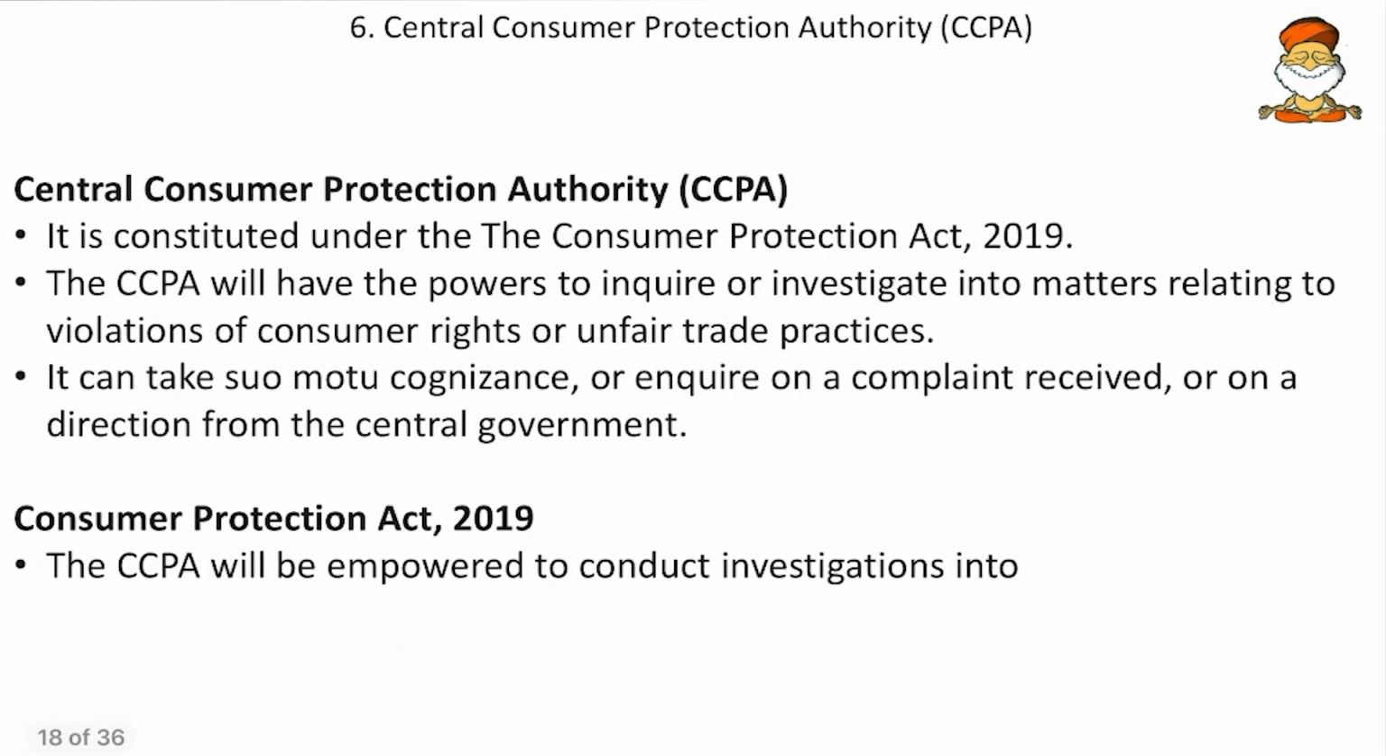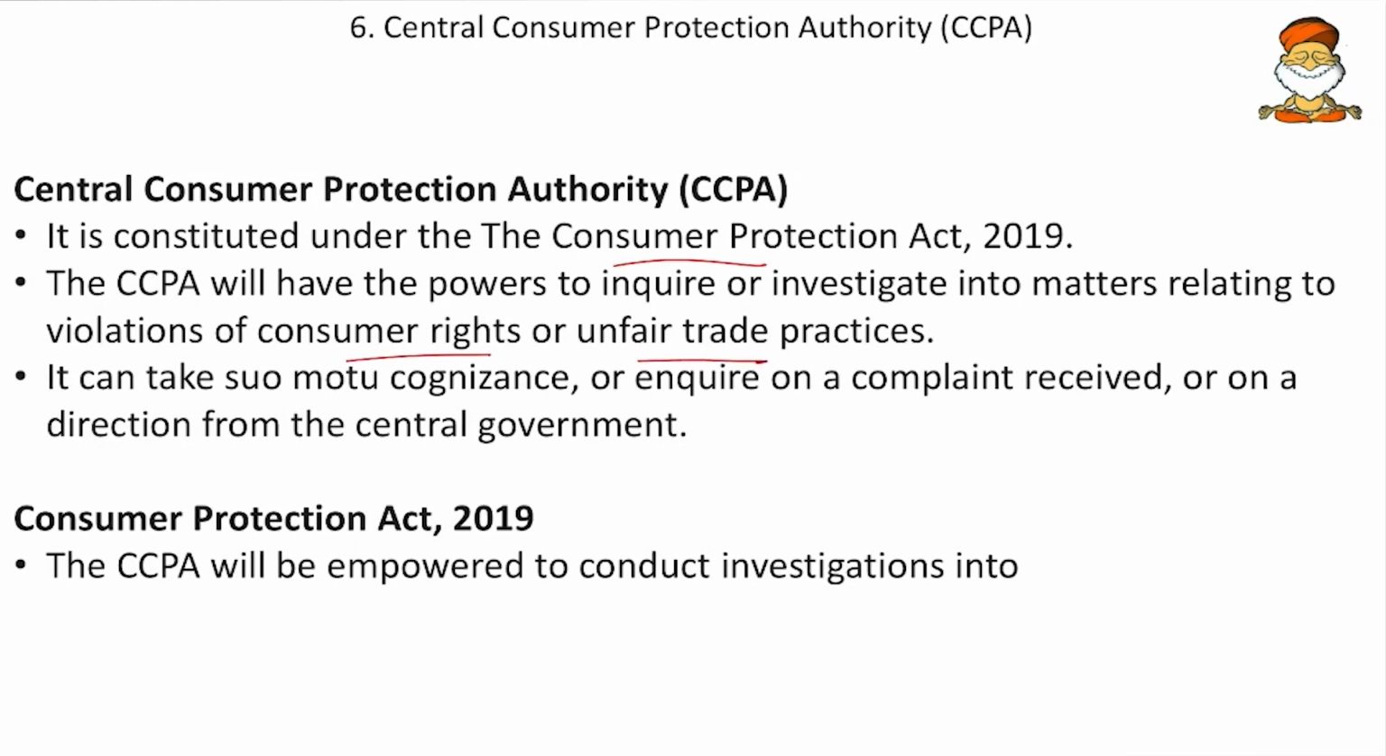Then come to next, the Central Consumer Protection Authority. So it is constituted under the Consumer Protection Act 2019. So again, it is a statutory body. Then the CCPA will have the powers to inquire or investigate into matters relating to violation of consumer rights or unfair trade practices.